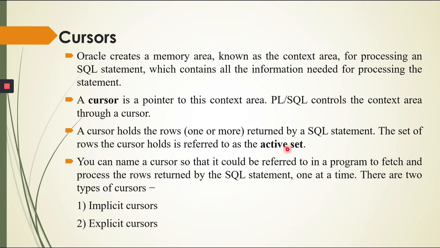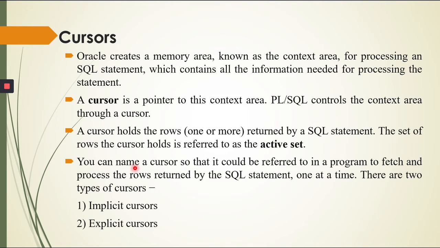So when we execute SQL statements, one or more rows will be returned as output. Suppose we insert data, then one row is inserted. If we update the data, one or more rows will be updated. If we delete the data, then one or more rows will be deleted. All these rows returned by the SQL statements are held by the cursor, and the set of those rows is known as the active set.